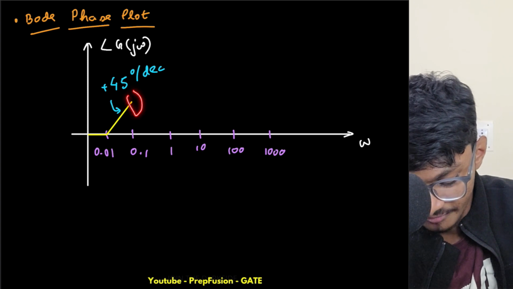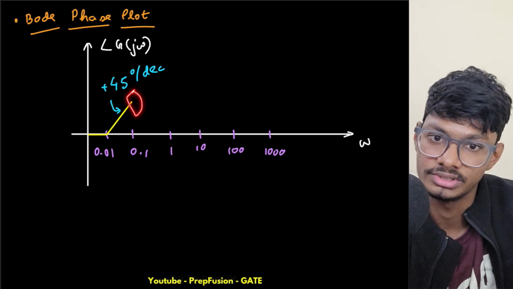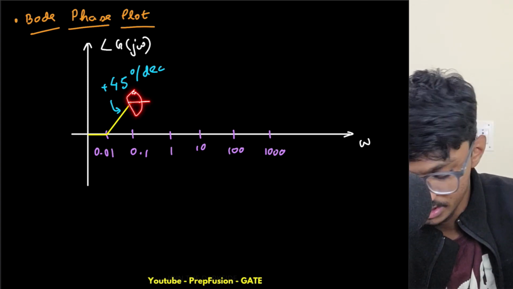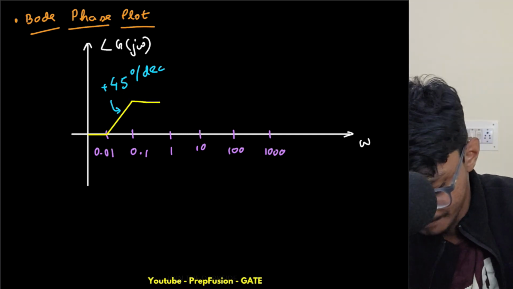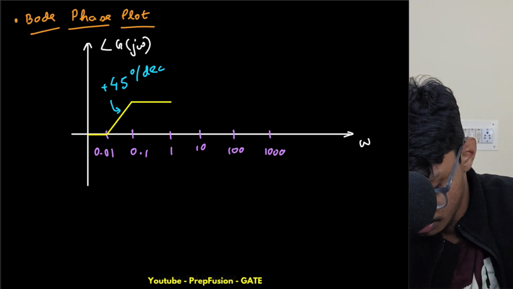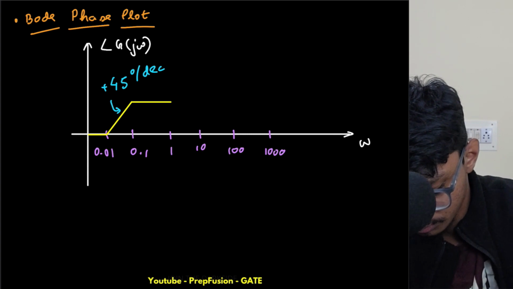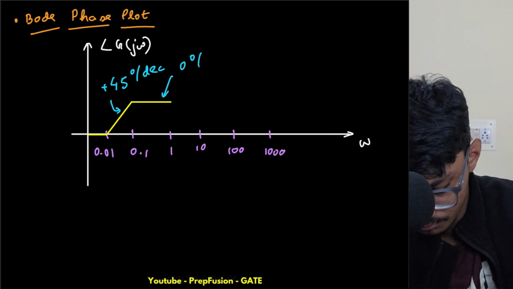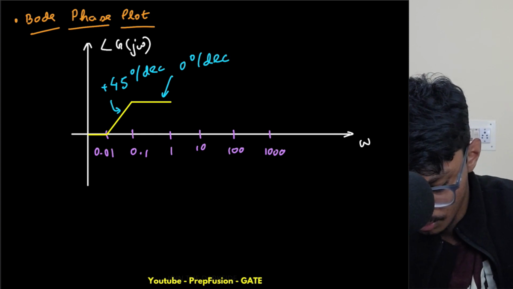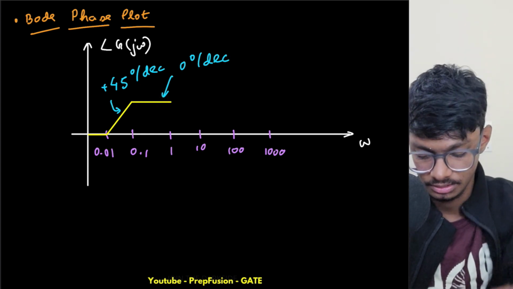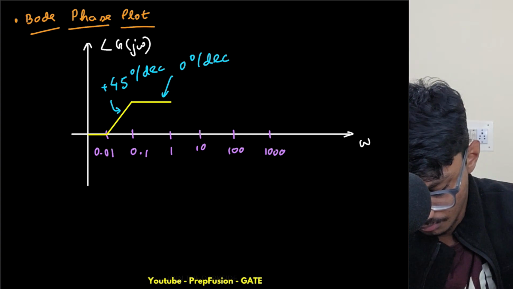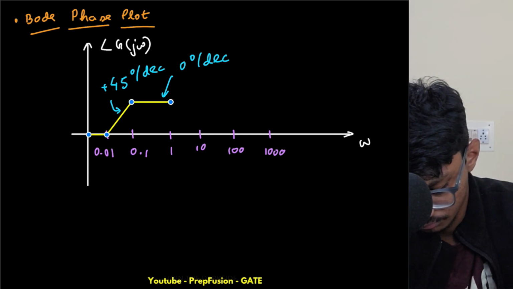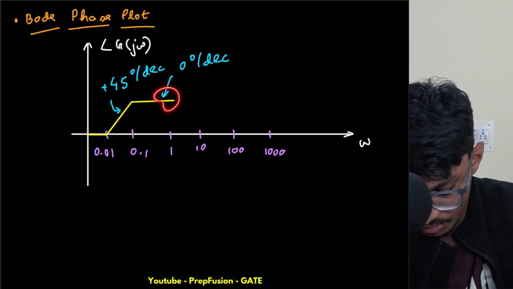So yeah, the effect of the zero and the pole both are present over here, so obviously they will cancel each other, so the slope will be 0 up until 1. Up until 1 the slope is 0. Okay, slope is 0 degree per decade.